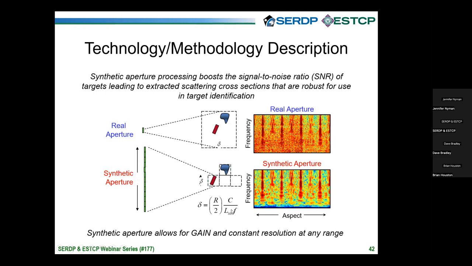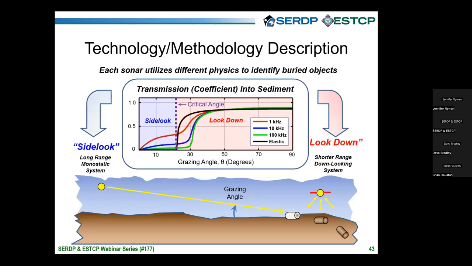In order to apply it acoustically, you have to know what you're doing and have very tight control over the navigation, the micro navigation, as well as the timing. This technique can also be applied to the downlooking sonar. I'm not going to talk about that anymore, but that's done for the volumetric sonar for the buried problem.